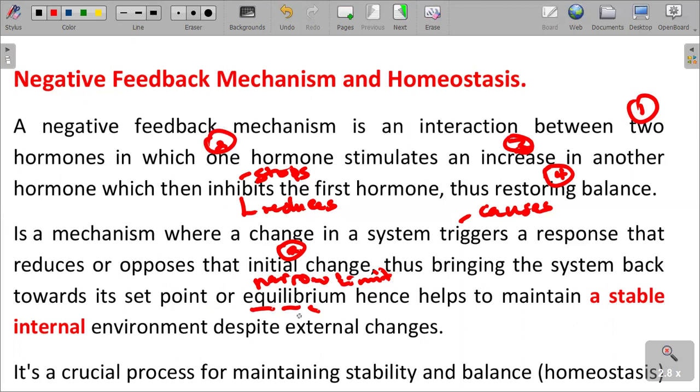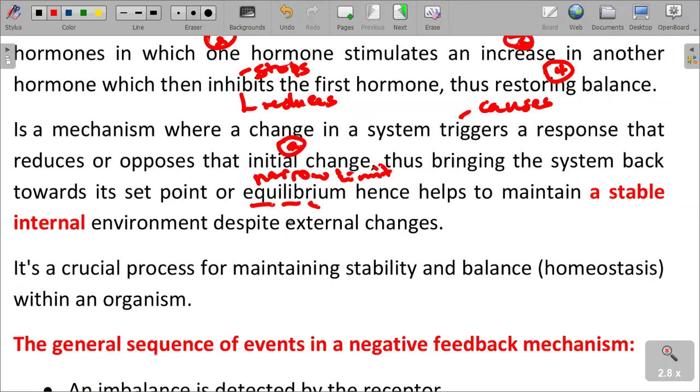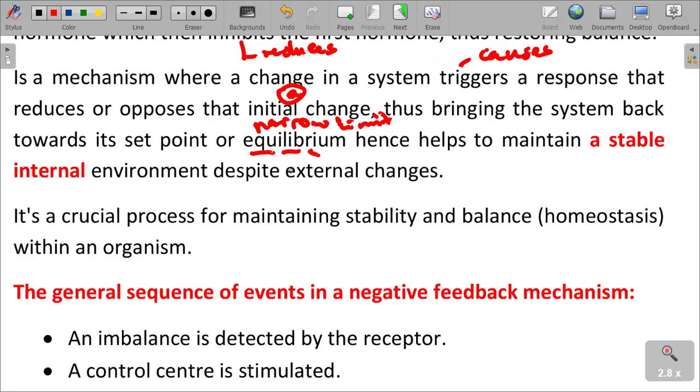So irrespective of the external environmental changes or external factors, that narrow limit remains, or it is actually controlled by those hormones. So in other words, what you need to understand is that negative feedback is a crucial process for maintaining stability. That's what we are just talking about now. It is very important in maintaining stability and balance.